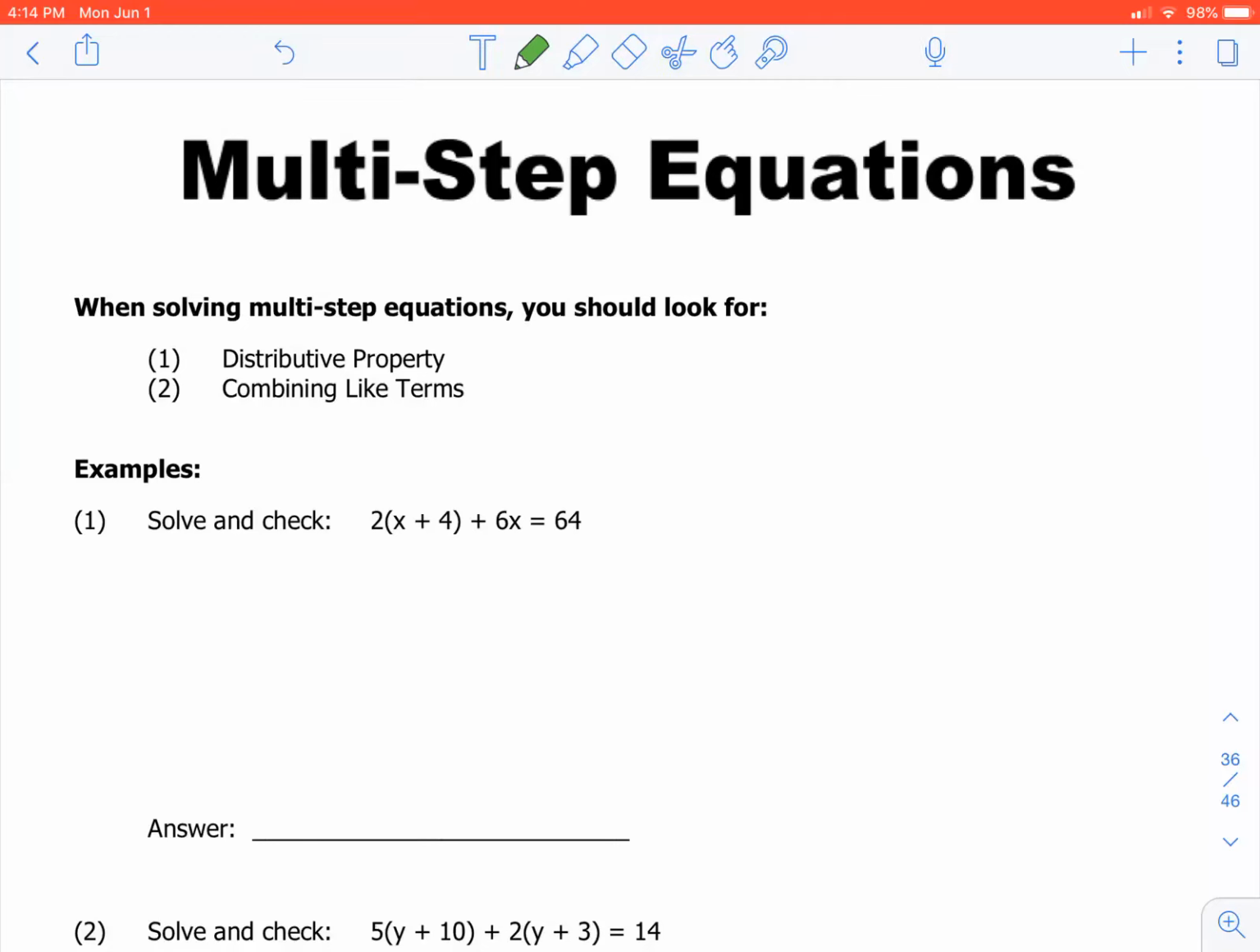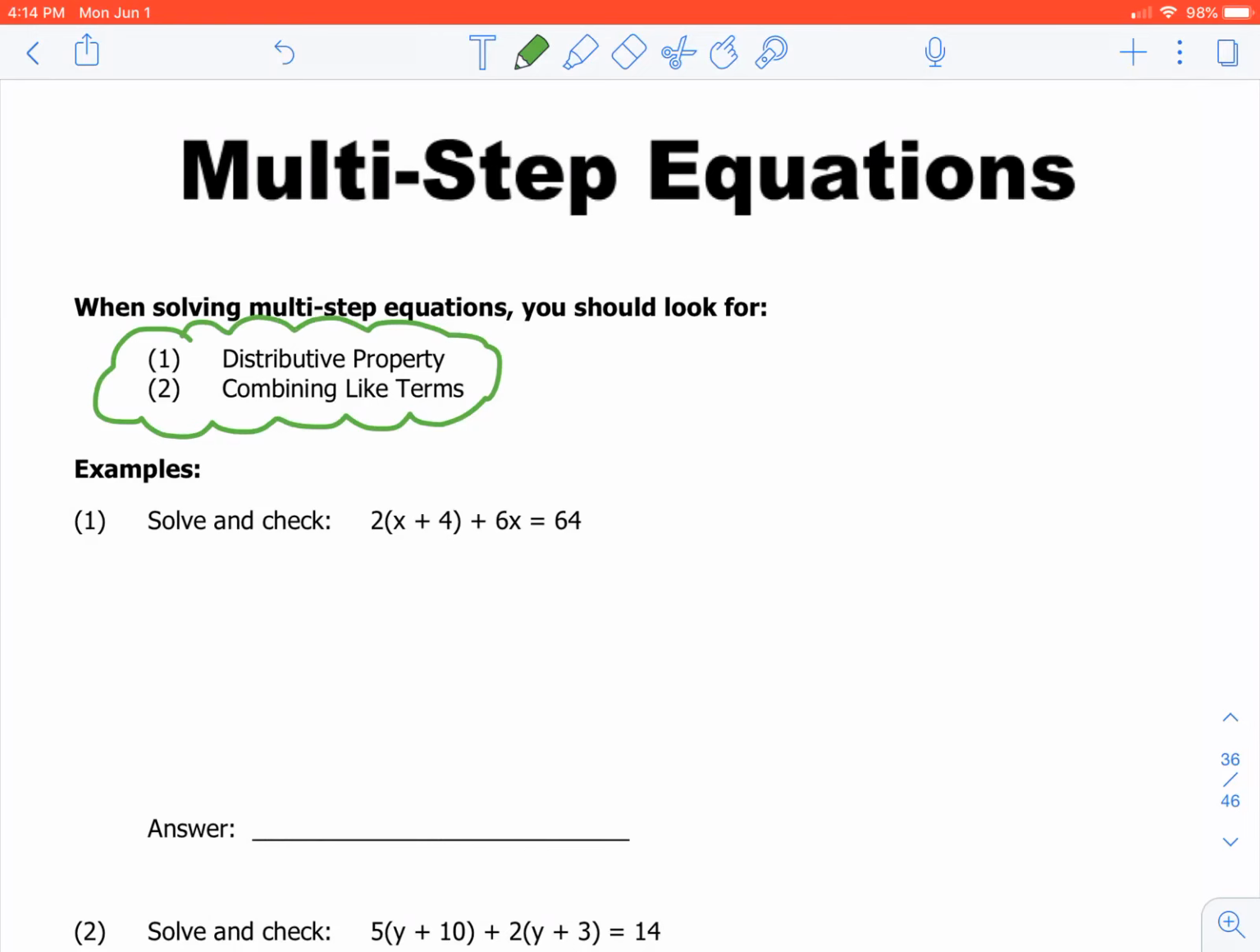All right, now we're going to solve multi-step equations. We're going to put everything we've learned together. Two things that you should be looking for in this, because there's going to be multiple steps here. Number one, you should always look for distributive property first. If you see that, you should always do that first. Then you're going to be looking for combining like terms, and then you can start solving your two-step equation.